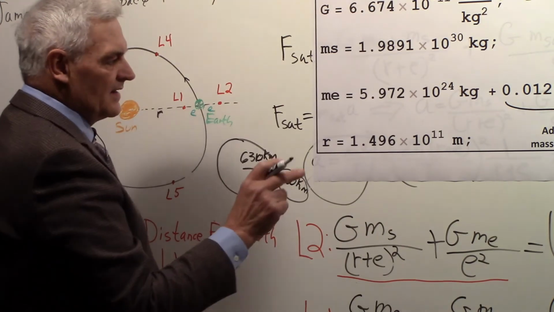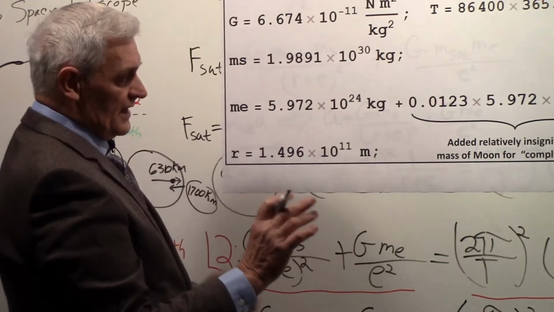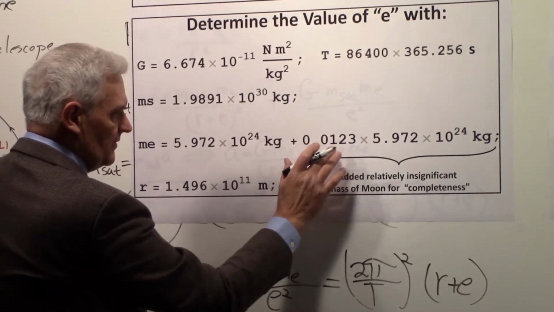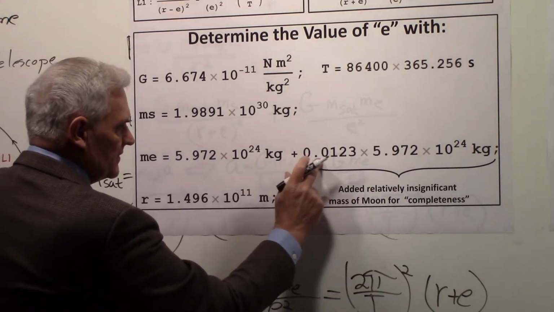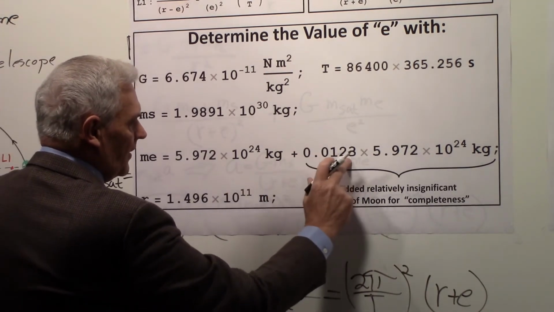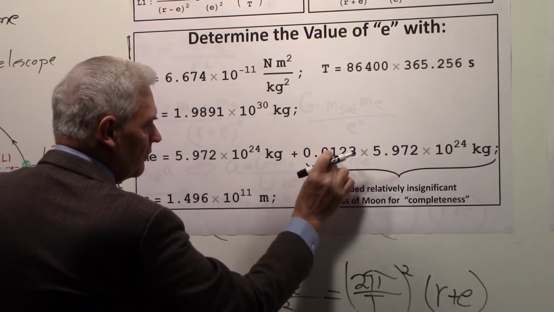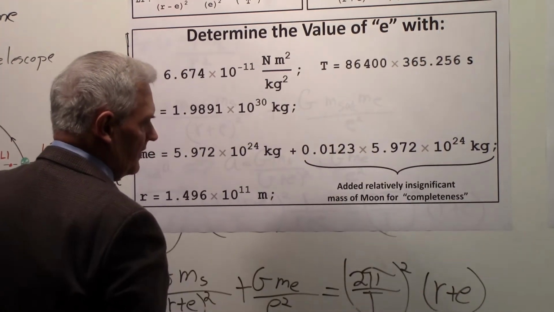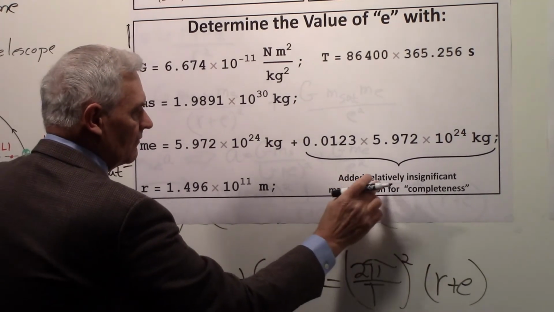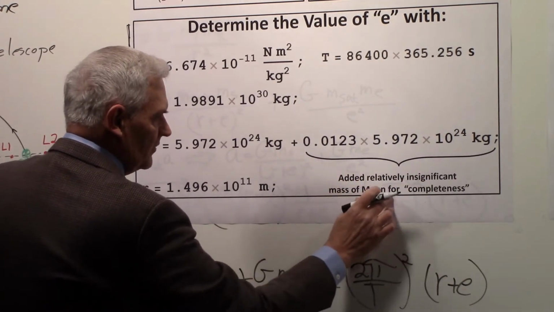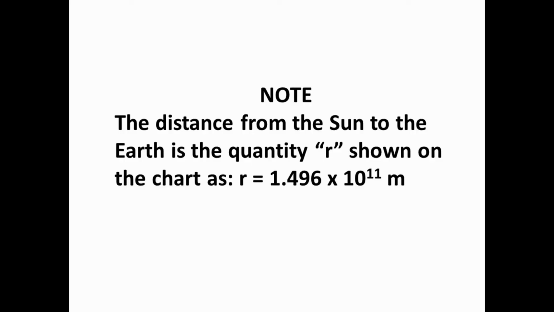Because of that, I can add in the mass of the Moon. So it's this fraction, this part relative to the Earth, it's only 0.0123 times the mass of the Earth. So I've added the relatively insignificant mass of the Moon, mainly for completeness.